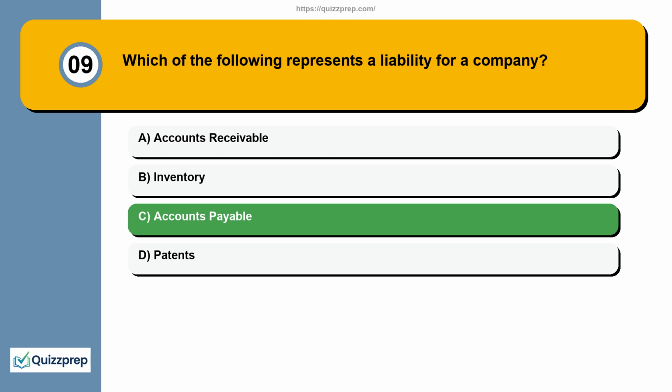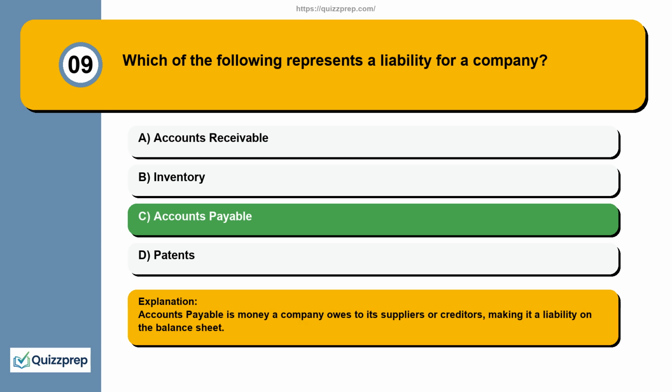Accounts payable. Explanation. Accounts payable is money a company owes to its suppliers or creditors, making it a liability on the balance sheet.